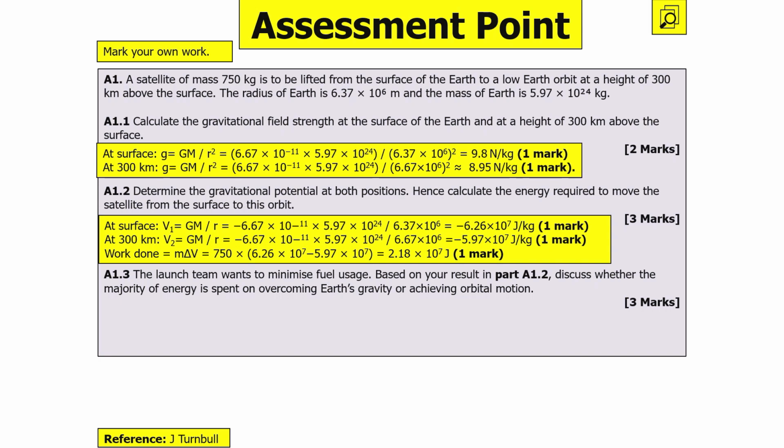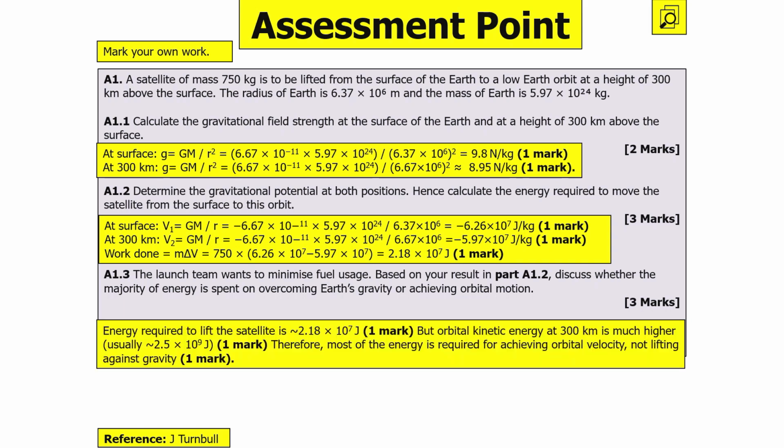So our work done is our mass times our change in gravitational potential, which is 2.18 times 10 to the 7 joules. So this tells us that the energy required to lift a satellite is 2.18 times 10 to the 7 joules. But the orbital kinetic energy at 300 kilometers is much higher. It's about 2.5 times 10 to the 9 joules. So therefore, most of the energy is required for achieving orbital velocity, not lifting it against gravity.